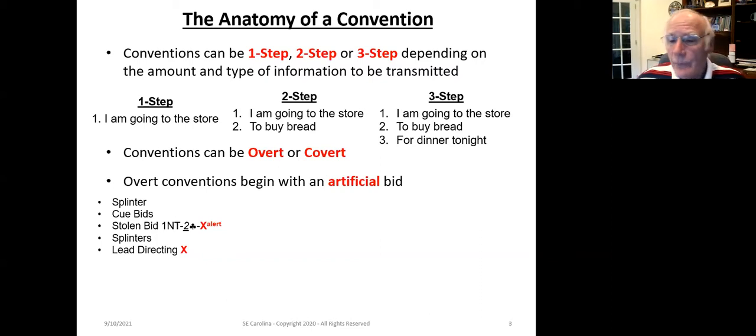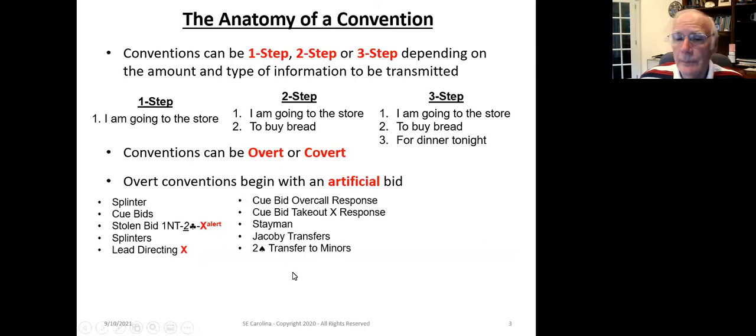Another is a Q bid. A Q bid is when you're bidding a suit that the opponents have already bid. It really wouldn't make sense logically to start bidding suits that the opponents have bid unless you want to convey a special meaning. There are also stolen bids, lead-directing doubles, and so forth. Those are one-step because the single bid communicates the information that you want to convey. There's no more information to be conveyed.